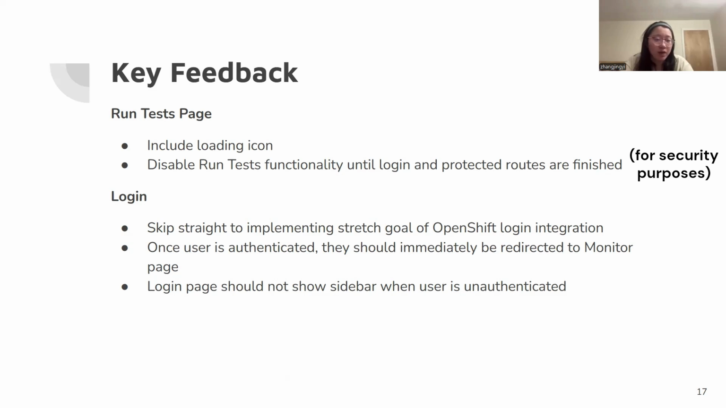So for the login part, our mentor told us that we need to skip straight to implementing the stretch goal of OpenShift login integration. Also, once the user is authenticated, they should immediately be directed to the mentor monitor page. But currently, we do not do this. Also, the login page should not show the sidebar when the user is not logged in successfully.